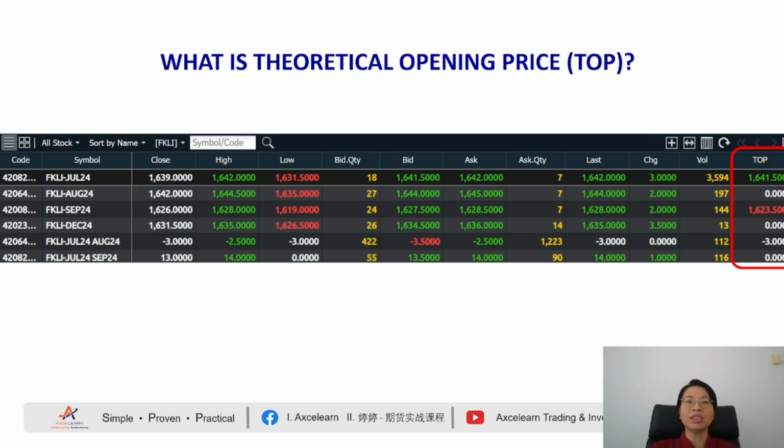The first thing, you just need to understand what this theoretical opening price is. It will only appear during the pre-opening stage. So once the market opens, this TOP is none of your business. But before that, during your pre-opening stage, it is very useful.